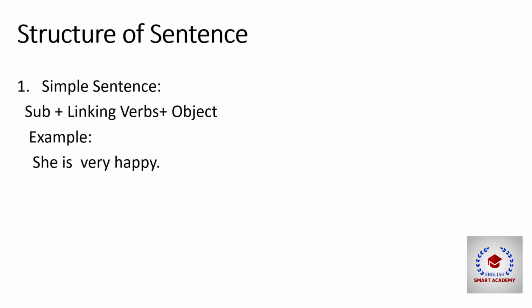carrier. Structure of sentence. In a sentence, what is the arrangement of subject, linking verb and object? Simple sentence structure. Here subject plus linking verbs plus object. So linking verbs means helping verbs, and here this is the example. She is very happy. She is subject, is helping verb means linking verbs, and happy is object.